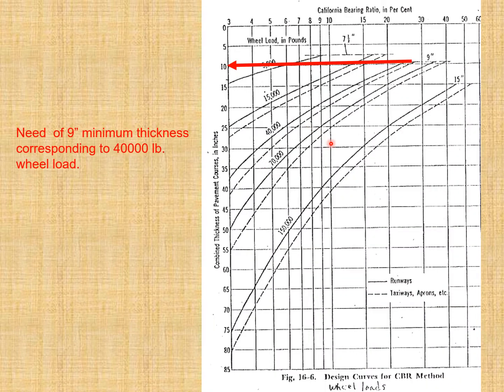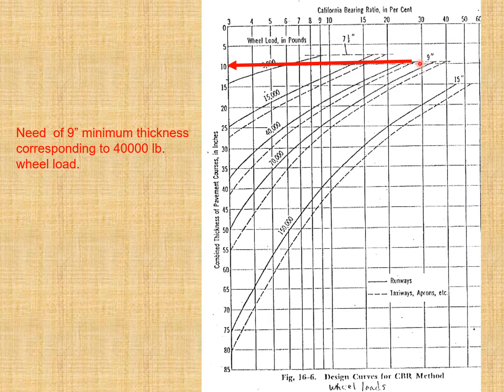Well, again look at the design curves. From here you can see the need of 9 inches minimum thickness corresponding to a 40,000 pound wheel load. How can you say this? Look at this 40,000 dotted curve, which is meant for the taxiway. You can see here it is 9 inches written. That is the minimum thickness.